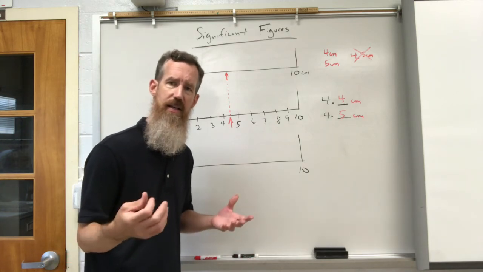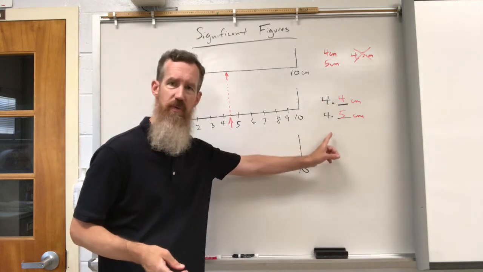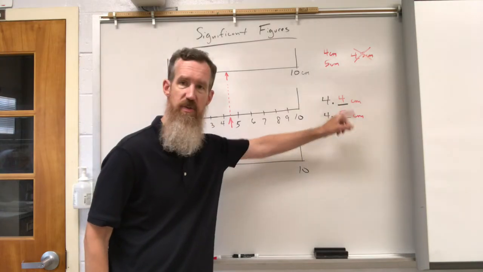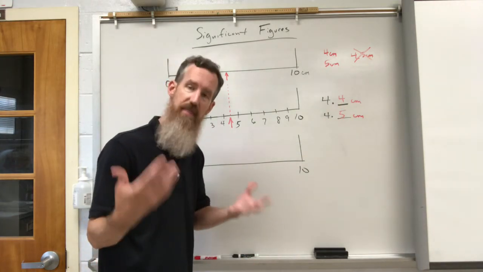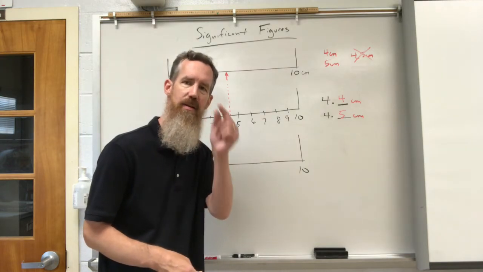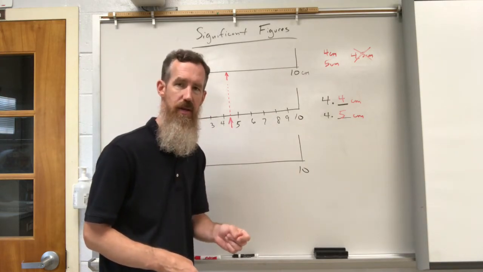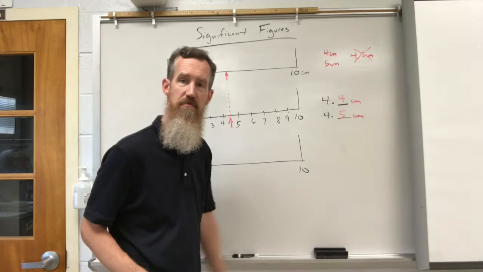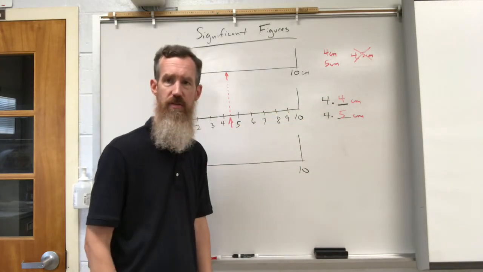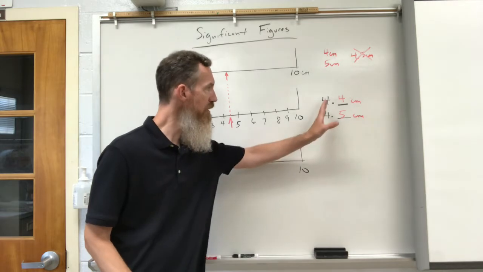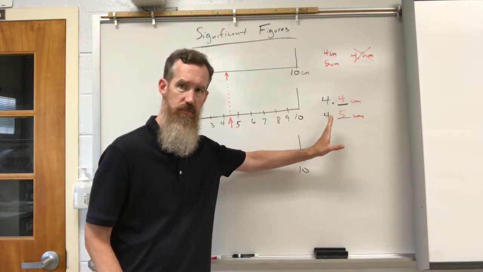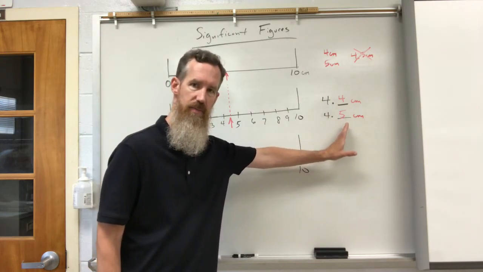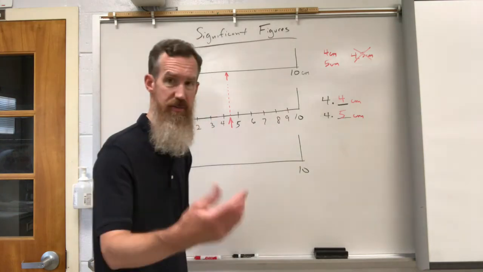But the thing here is we have a placement which is known. It's definite. It's at least 4 centimeters long. And then we have another placement in each of these measurements which is guessed. Because in measurement you're allowed one guessed placement in the value. That means that each of these measurements has two significant figures. Significant figures are all of the known placements plus one additional guessed placement in a value, in a measurement.